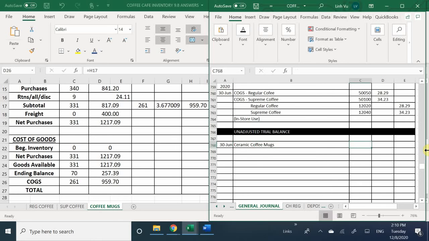And that's 12050 is the account number. Perfect.